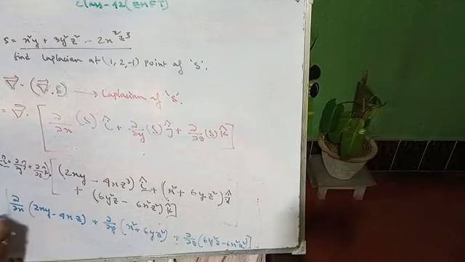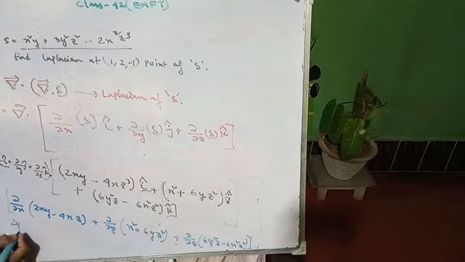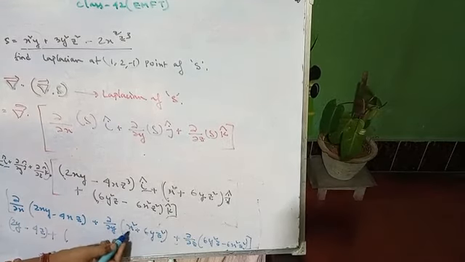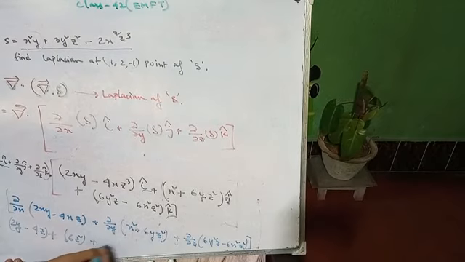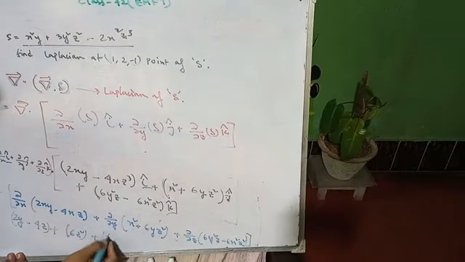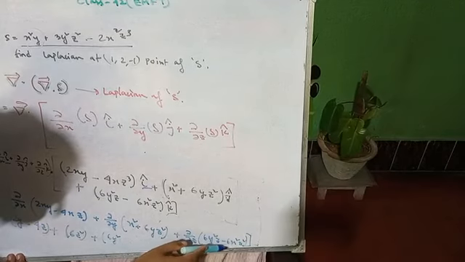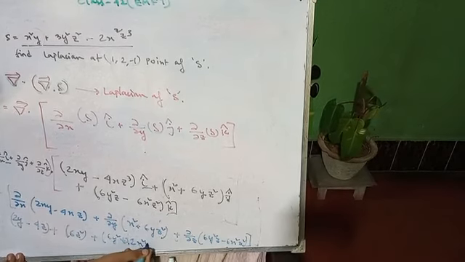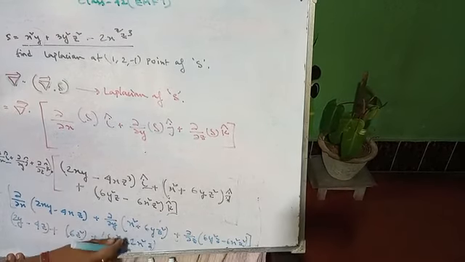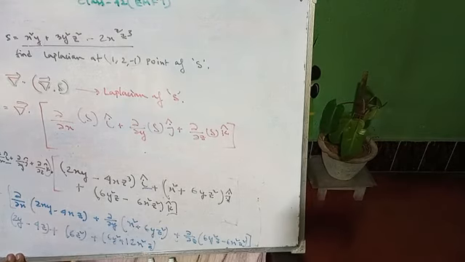So del x of this means 2y minus 4z cube, plus del y of this will be 0 and it will be 6z square, plus for this case 6y square minus 12x square z. Okay, so if we want to put the value of the point (1, 2, minus 1).